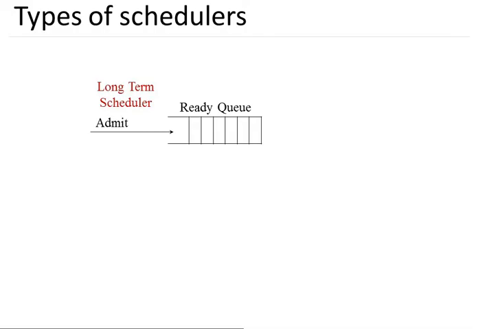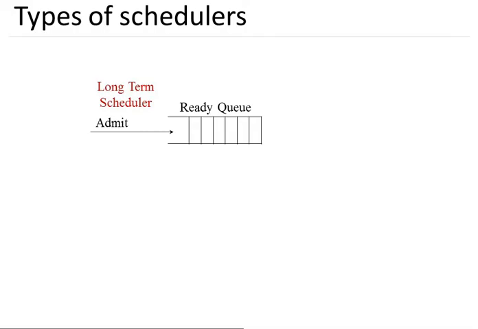If the long-term scheduler selects all CPU processes, or I can say all IO processes, then what will happen? Either the CPU will be busy forever or IO will be busy forever, so the other is idle. This should not happen. So the long-term scheduler should select a mixture of processes: CPU-bound processes and IO-bound processes, a mixture of both.